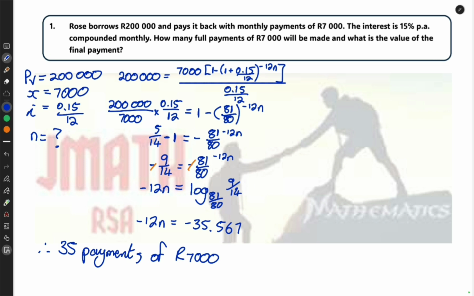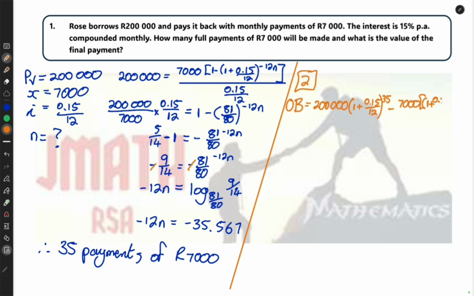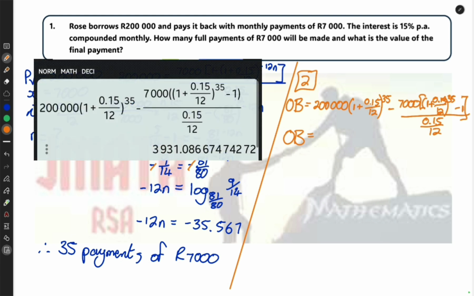So I'm just going to change color so that it's easier for you to keep track with what is going on where. So this is my step 2 to get the outstanding balance. Now remember the outstanding balance formula. You can just check again at the start of this video what that was. And we are just going to sub in everything that we know. And according to the calculator, the outstanding balance after the last payment of 7,000 was made comes to a total of 3931.086... I'm not rounding off because that's not the final thing that they ask.